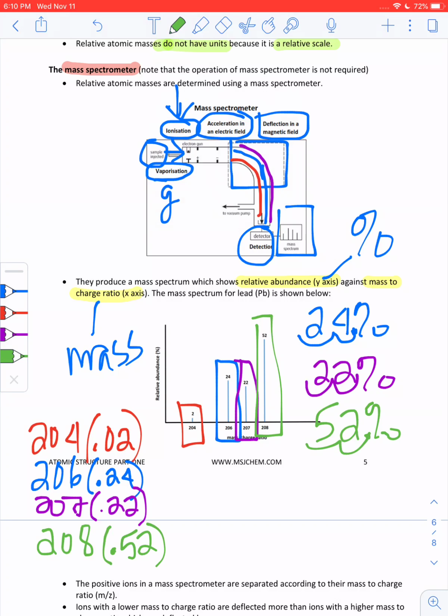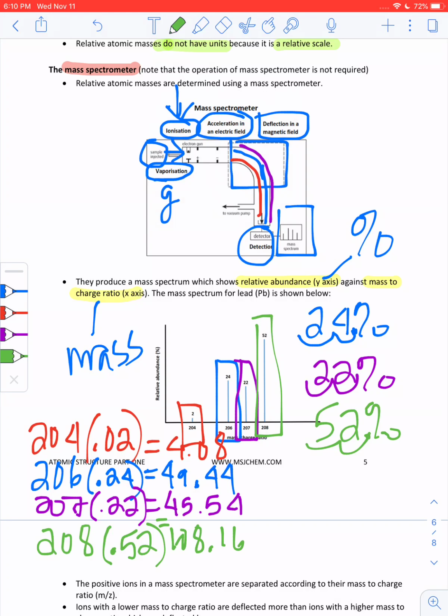So for each isotope, we do this process. We multiply the mass by the percent in decimal form. And so when I multiply these, so for this first one, I get 4.08. For the second one, I get 49.44. For the third one, I get 45.54. And then for my last one, I get 108.16. Okay, that's that last one.